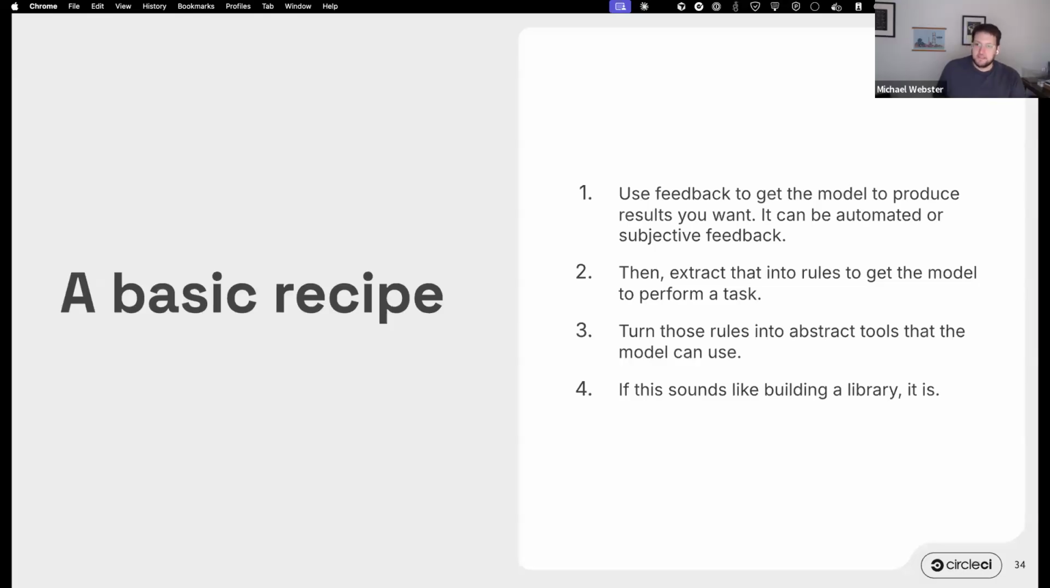And then once you've done that, you can turn those rules into abstract tools that you can give the model generally. A lot of times these are skills and things like that currently on the market today. Now, if this sounds familiar, it's the same way that we build software libraries, right? You hack around to get something that kind of works for your use case.